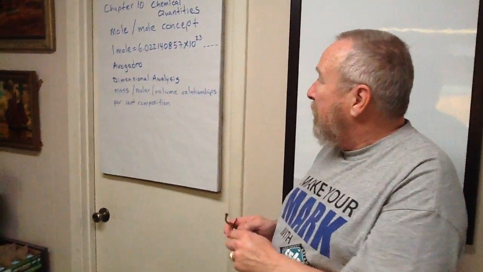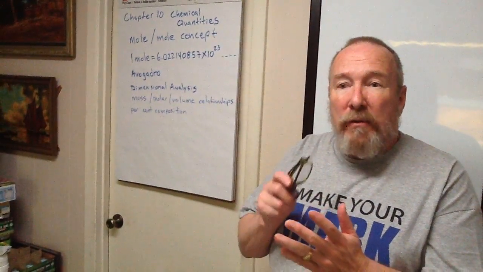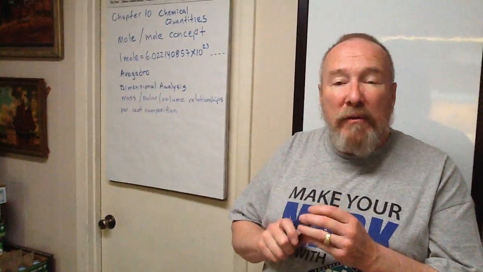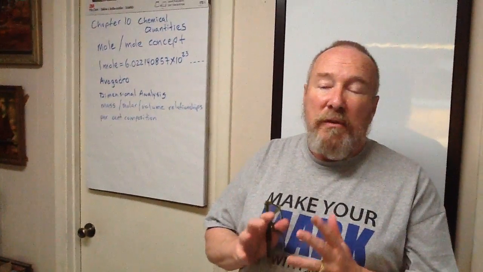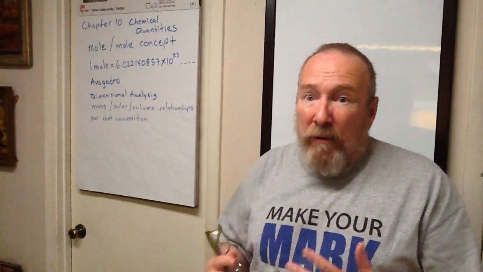The first part of this chapter involves the mole, Avogadro's number, and a process called dimensional analysis, which is just a fancy way of saying multiplying by 1. And I'll have more to say about that in the next video, which will be more of a lecture and less of an introduction and welcome back.